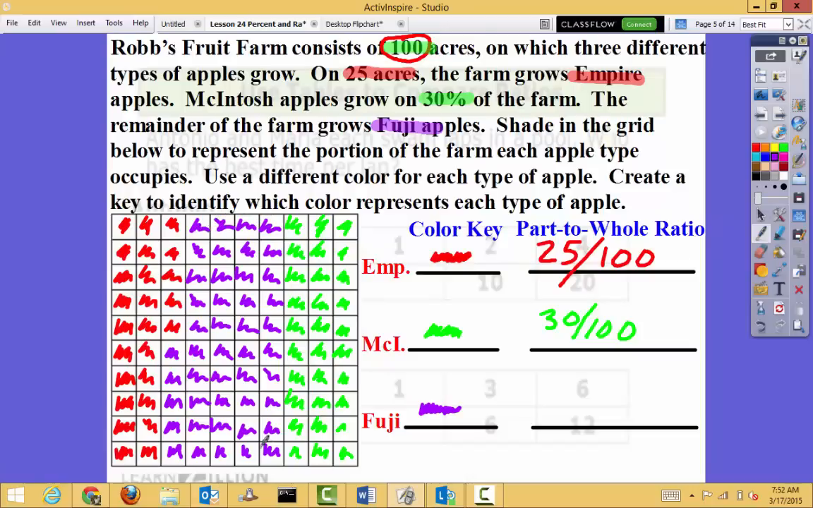So let's check. I have 1, 2, 3, 4 complete rows times 10, plus my partial: 1, 2, 3, 4, 5. So what does this equal? That equals 40 plus 5, which is what? 45 parts out of 100. Alright, let's move on to our next video.